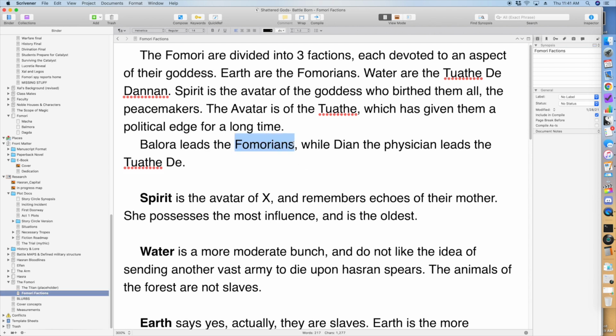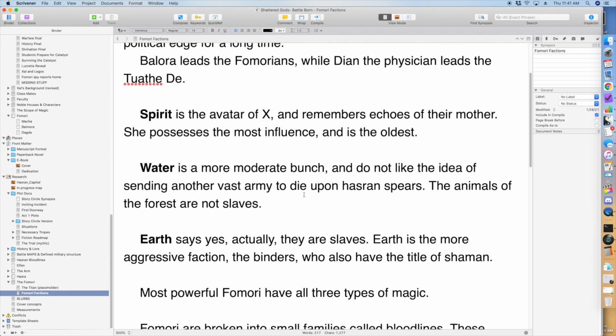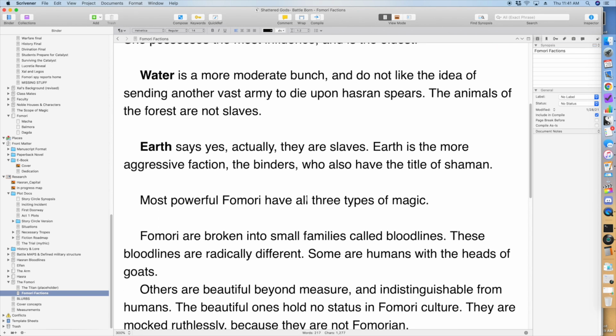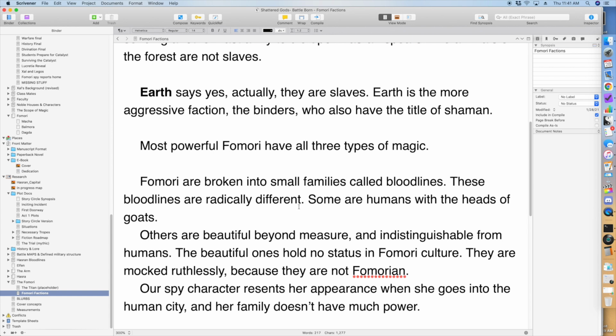You've got your Fomorians, you've got your Tuatha, and then you have the Avatar and the Spirit faction. And so I sort of started giving them little bits of notes. You can sort of read what I've typed here. Some of this will get used, some of it will not. Just kind of stream of consciousness, tossing ideas down here, trying to decide what these factions look like.